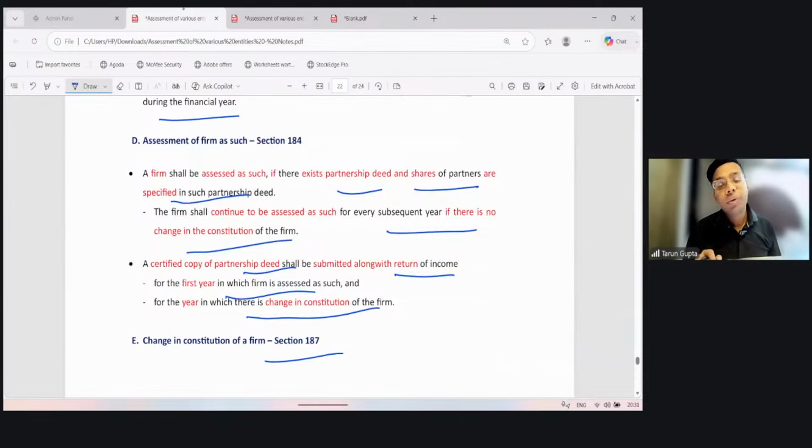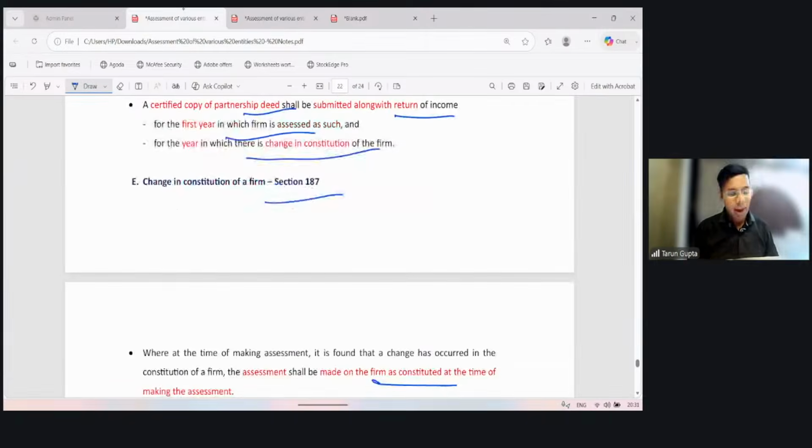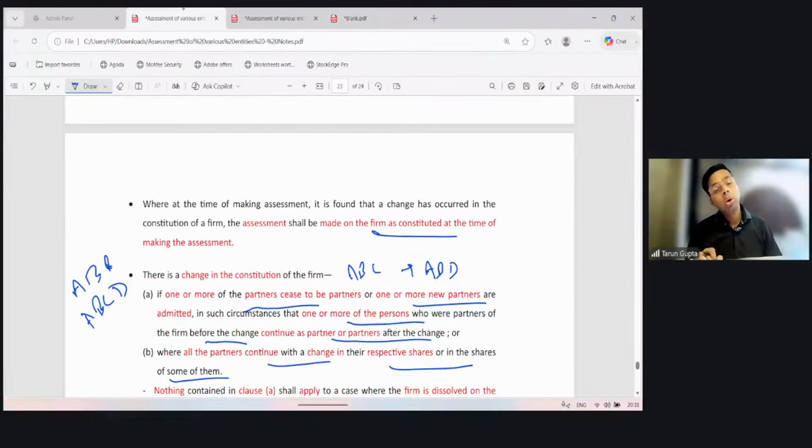Now, Section 184 says that a firm shall be assessed as a firm only if there is a partnership deed which states the profit sharing ratio. Okay. Such deed is to be attached with the return of income in the first year. And if there is a change in constitution, the revised constitution deed shall be attached in the year of change. Okay. If there is a change in constitution which comes to the notice of the AO at the time of making assessment, then the assessment has to be made on the reconstituted firm.